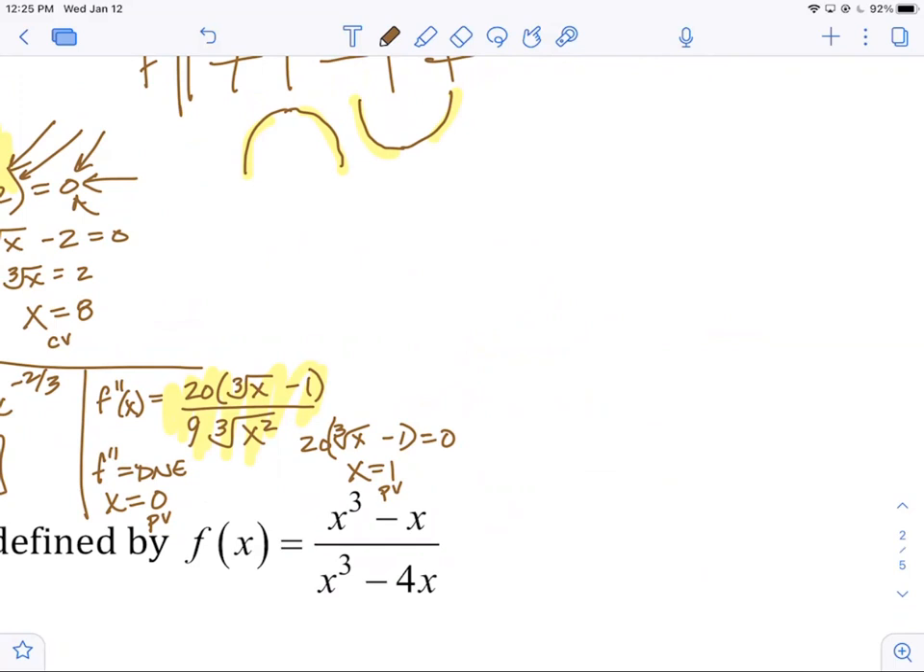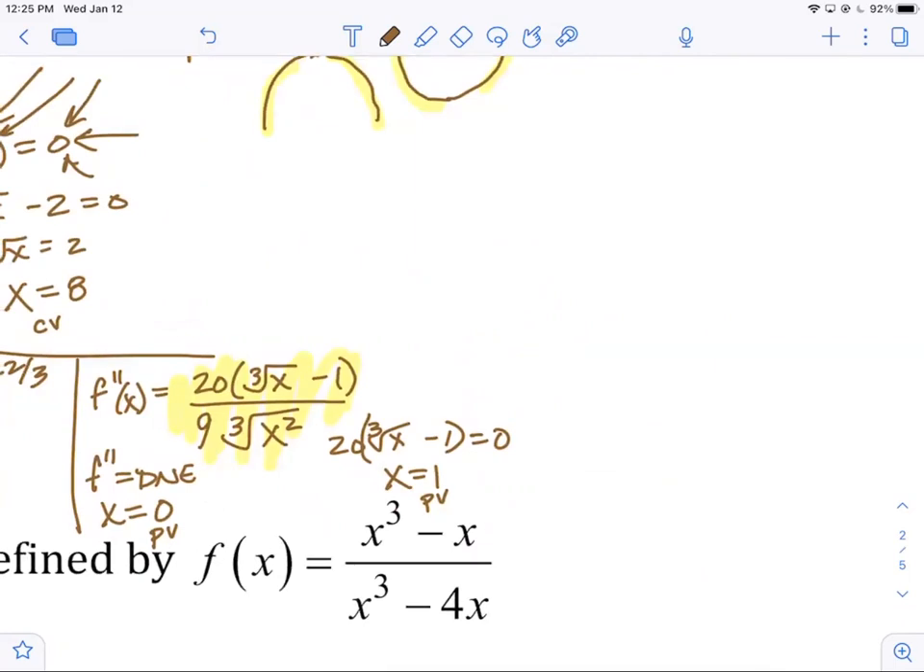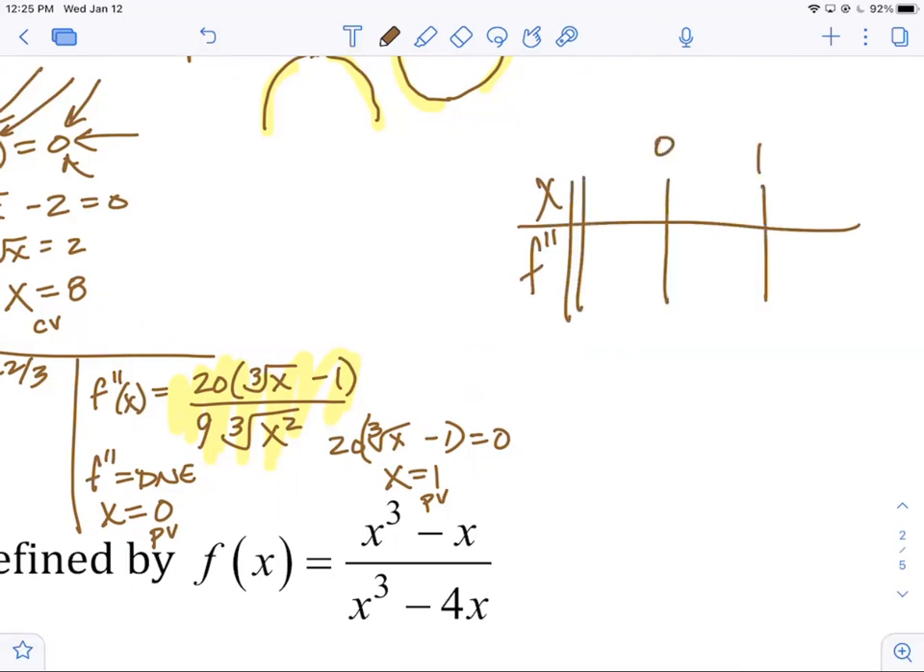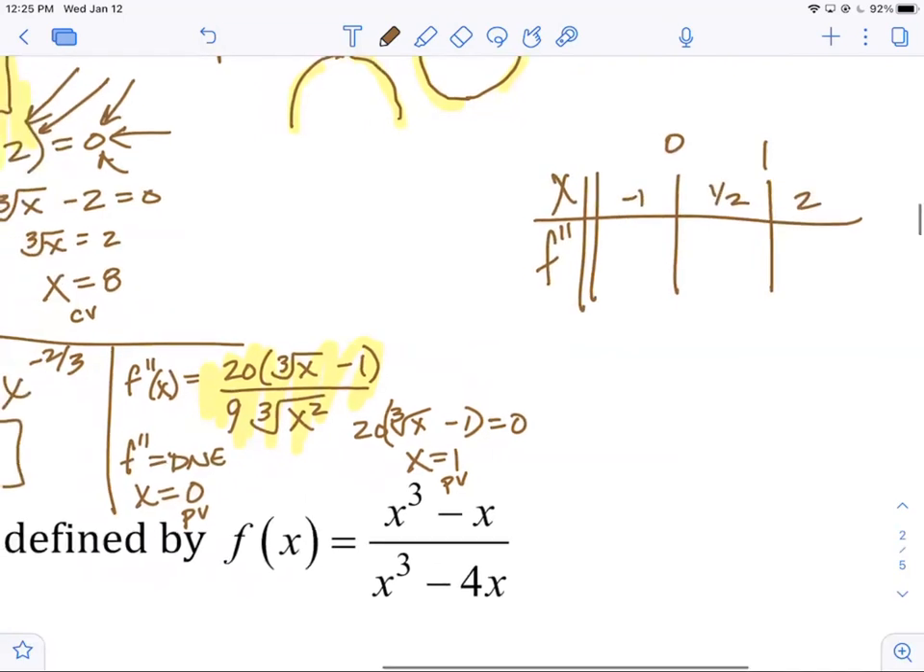It's kind of hard. All right, let's set up a number line chart. We got two pivotal values. We got x and now f double prime. We have 0 here and 1 here. Picking values like -1, 1/2, and 2. And then we plug it back into this full-fledged factored version. Now, notice I don't even need to bother plugging into the denominator, do I? Because it's squared, and there's a 9, and I don't need to worry about the 20. So the sign of the second derivative is determined by the sign of this little factor right here, the cube root of x minus 1.